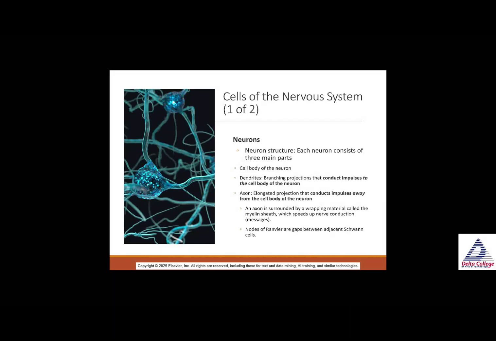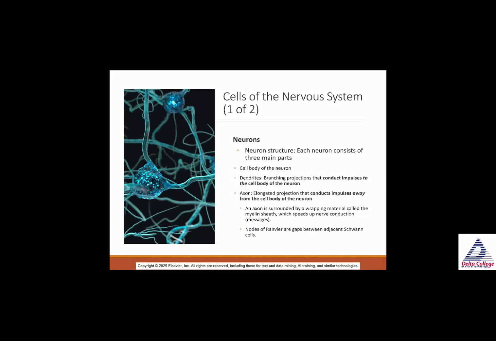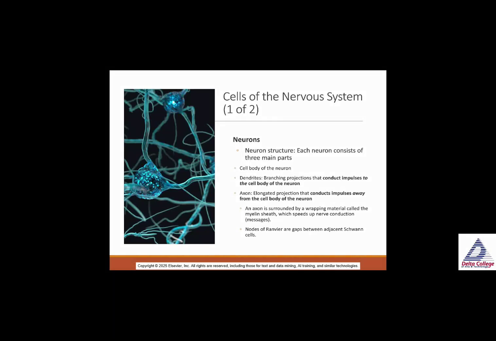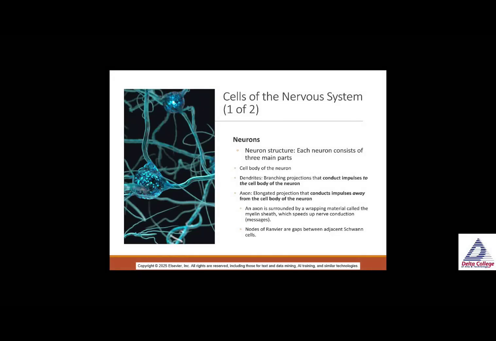An axon is then surrounded by a wrapping material called the myelin sheath, which speeds up nerve conduction, or speeds up these messages from the brain to the body. There are nodes of Ranvier that are gaps between adjacent Schwann cells.